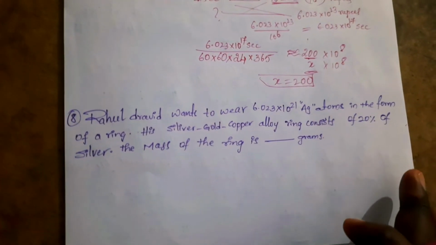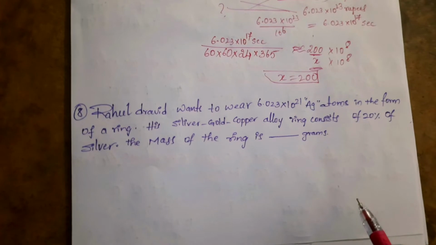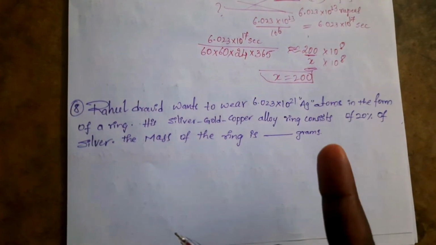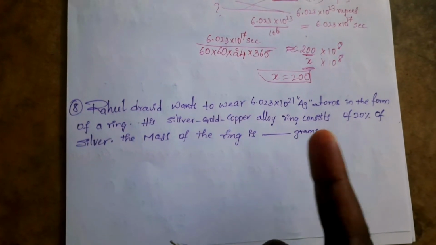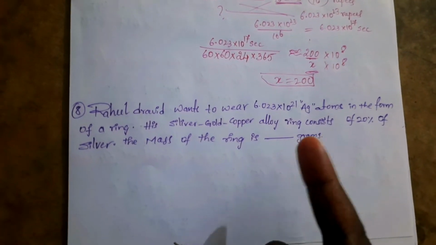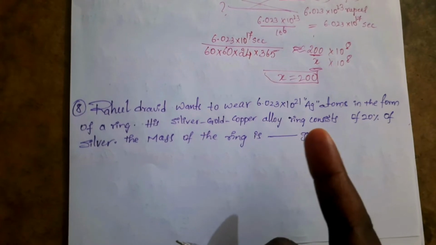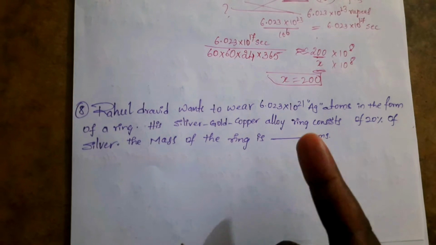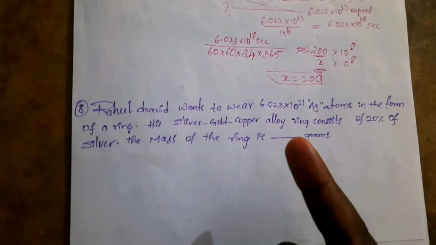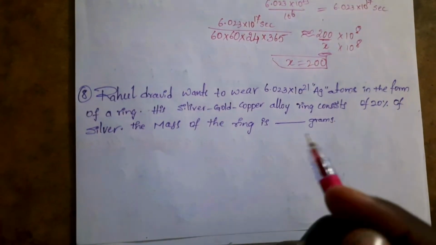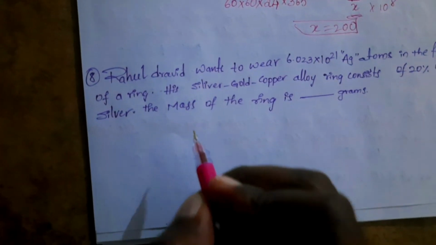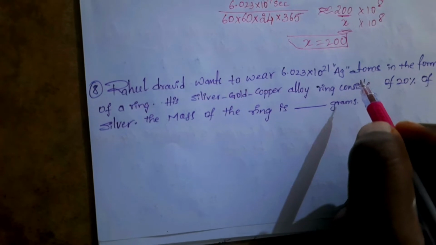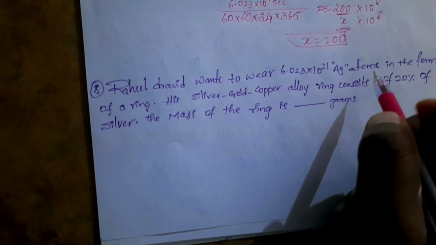Mr. Dependable Rahul Dravid wants to wear one ring which contains 6.023 into 10 power 21 silver atoms in the form of a ring. It is a silver, gold, copper alloy. The ring consists of 20% silver. They are asking what is the weight of that ring. Rahul Dravid wants to wear this ring which contains these many silver atoms in the form of a ring.